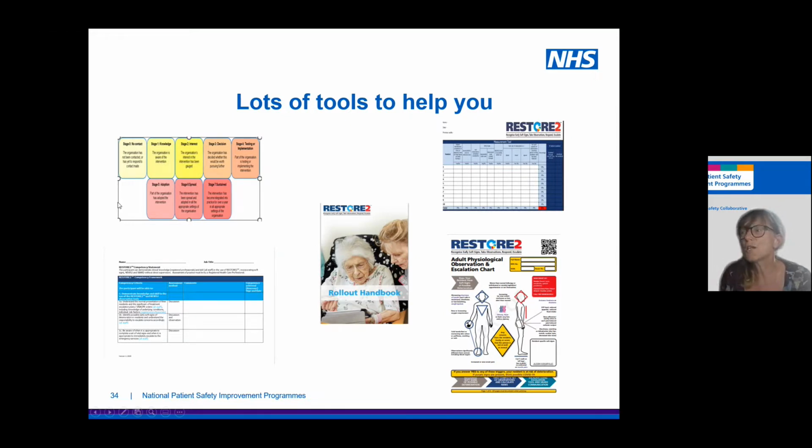And these are some of the tools that can help you understand how far along your care homes are with their adoption scale. There's competency checks if your clinical decision makers want to know how confident the care homes feel with the vital sign checks and their Restore2 paperwork. And there's handout books and monitoring tools for them. And this is what the paperwork looks like on the front page.